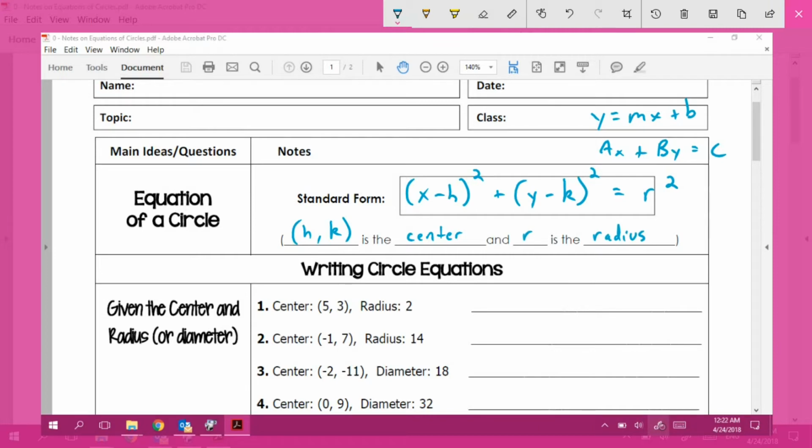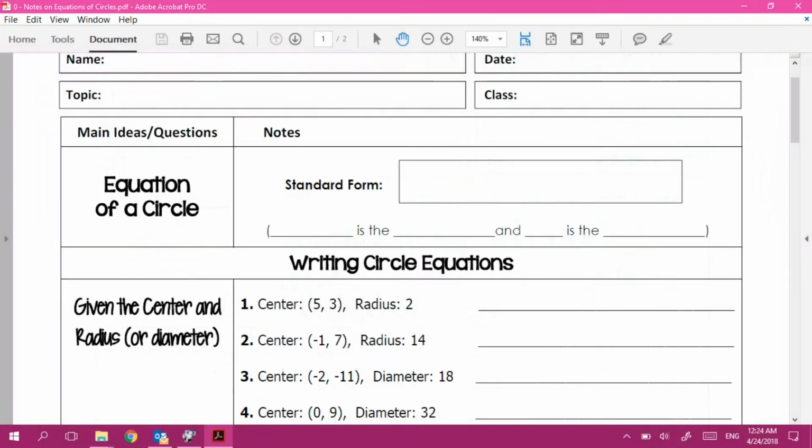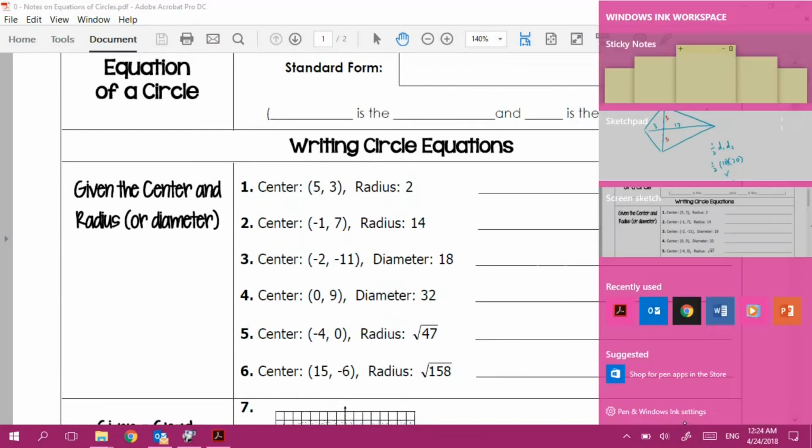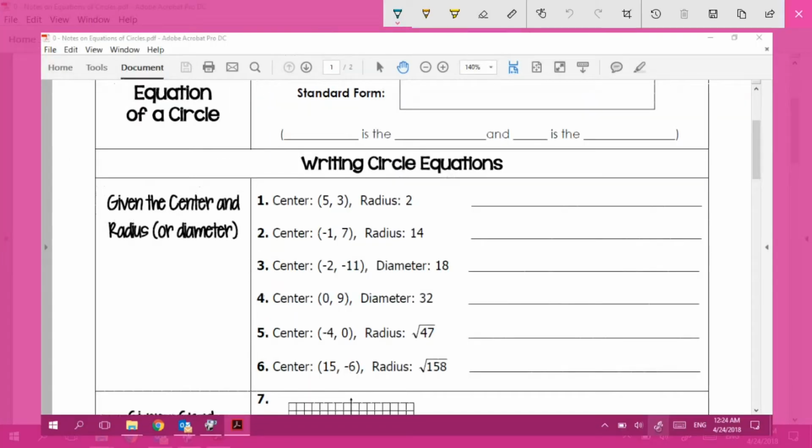So using this information, watch this, if we're given the center and the radius or diameter, because we can find the radius from the diameter, then we can write equations for these circles. The formula is up here. We're going to use that and the information they gave us to write our equation for a circle.